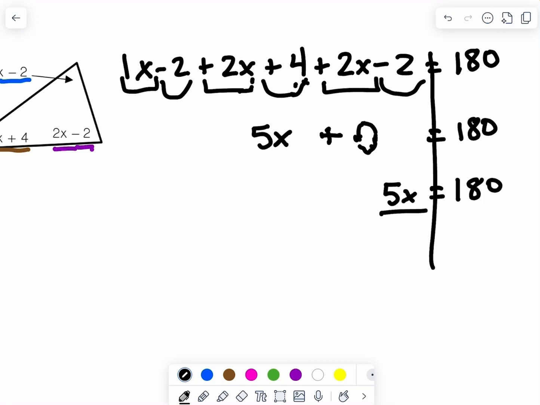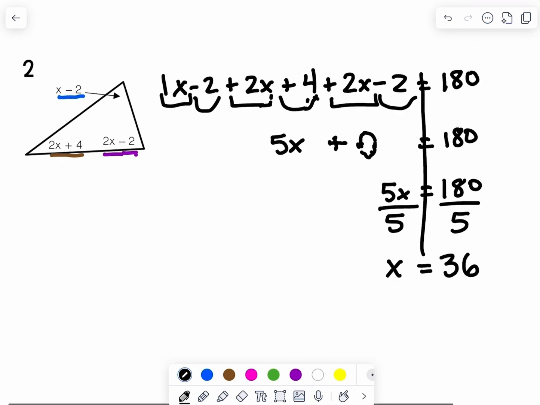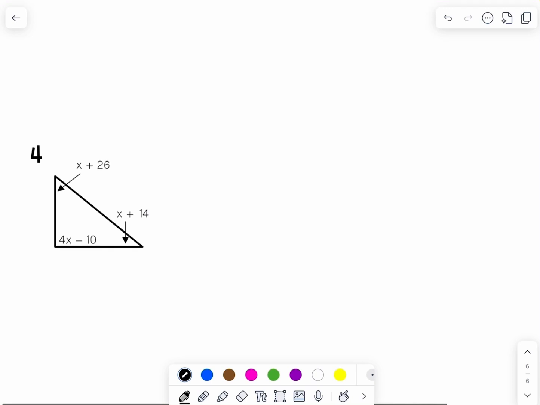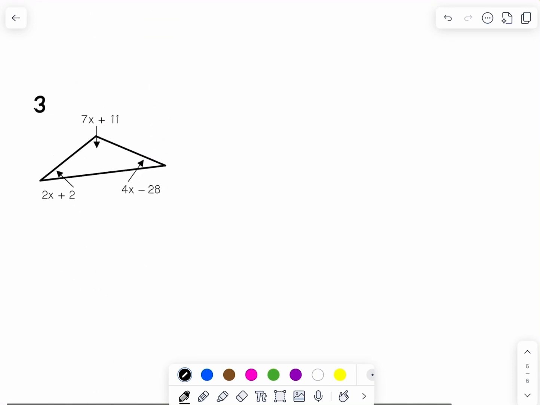And then I'm going to divide both sides by 5. And then x will equal 180 divided by 5 is 36. Good. So there we are. I'm going to do 3, and then on 4, I'm going to show you kind of a shortened way that you could do it, but you just have to pay really close attention to detail.